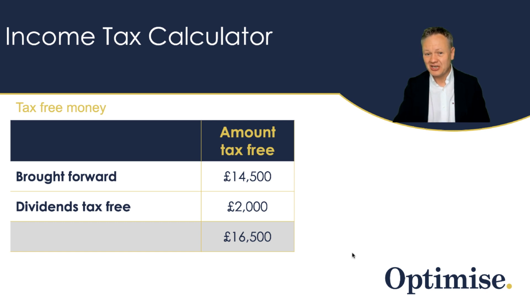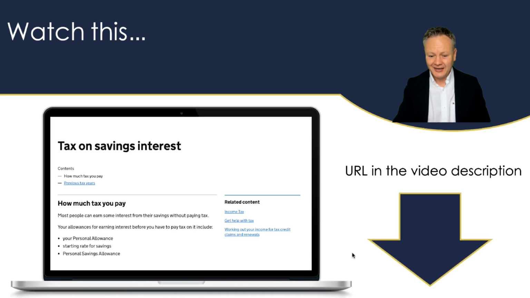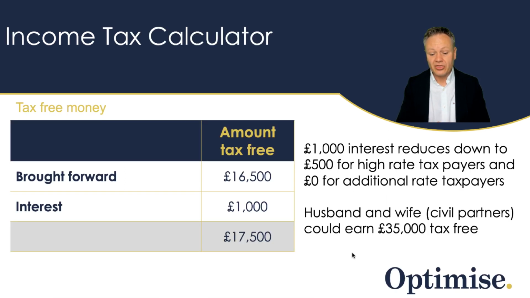I'm glad you asked. No is the answer. So the other URL that I think you should look at, again below this video, is tax on savings interest. So do go check out that. But this is £1,000 worth of interest that you can earn, again tax-free. So we had £16,500 on the previous slide. Now we're topping up by another £1,000 to get to £17,500, which I'm sure you'll agree.